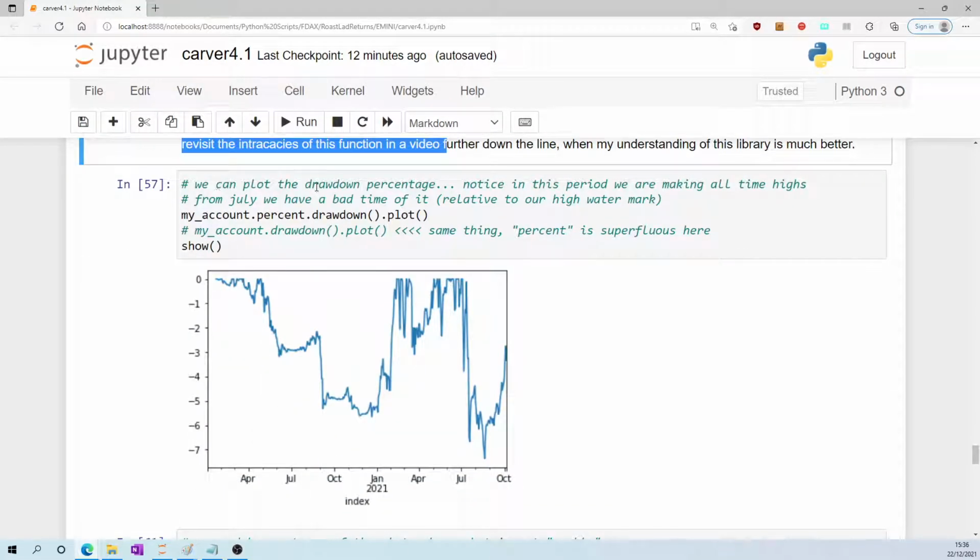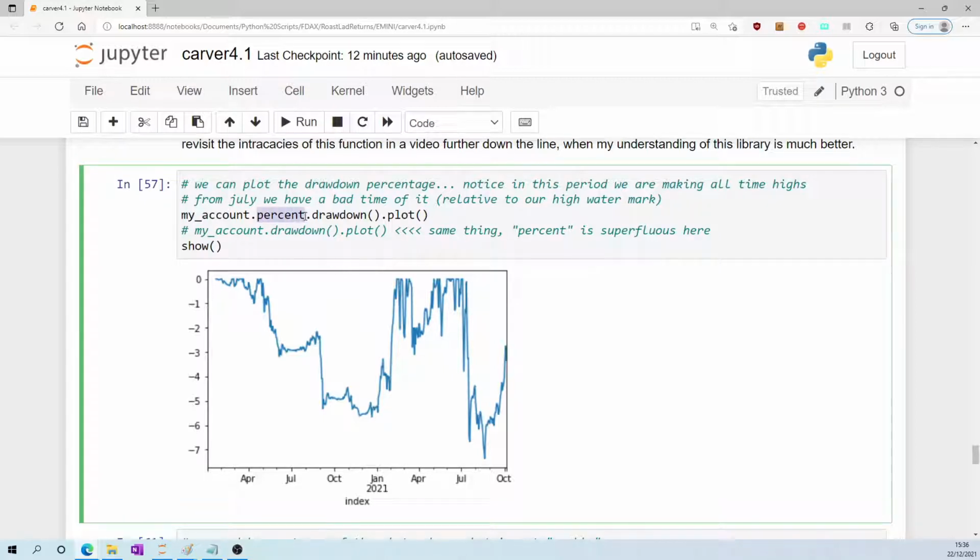We can also plot the drawdown percentage. Notice in this period here, where it's equal to 0, the trading rule must be consistently making all-time highs, but then from July, it has a bad time of it relative to the high watermark. So although we have a drawdown here, one might say that at least we were playing with the casino's money. We were giving back money that we had already earned from the casino. Again, the word percent is superfluous. myaccount.percent.drawdown is identical to myaccount.drawdown.